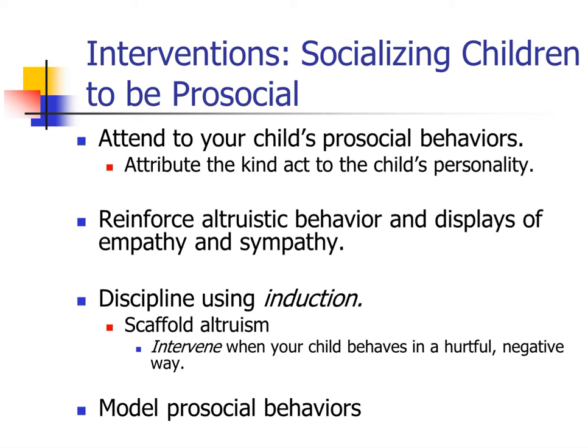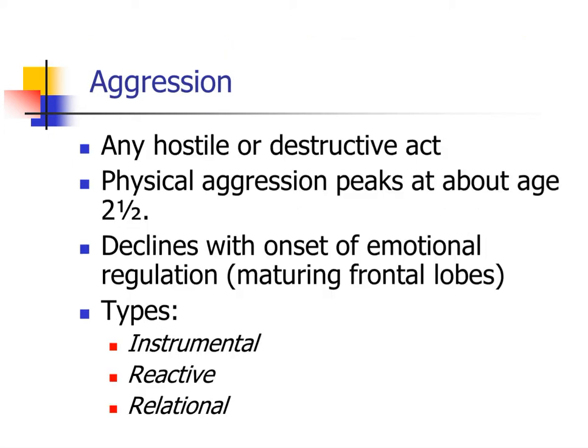We can model things like helping other people. And so, again, these are all of the interventions that we can use to help really support and nurture the pro-social behaviors. So what happens when we don't have pro-social behaviors? Well, we can generally characterize this more as aggression.